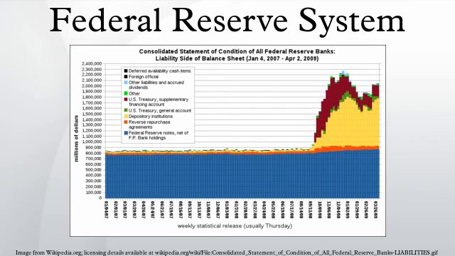Adherents of the Austrian School of Economic Theory blame the economic crisis in the late 2000s on the Federal Reserve's policy, particularly under the leadership of Alan Greenspan, of credit expansion through historically low interest rates starting in 2001, which they claim enabled the United States housing bubble.